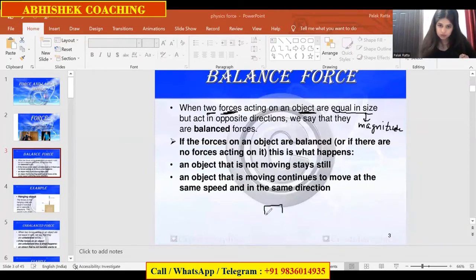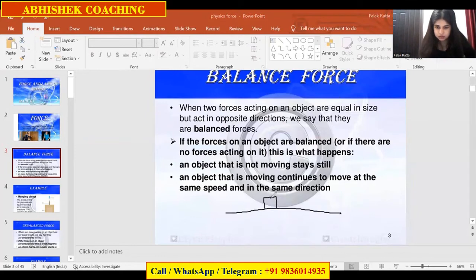Like if there is an object lying on something, and one person is there and one person is opposite, and they both are applying the same force in opposite directions. That means this is called balanced forces. Both forces are balanced.